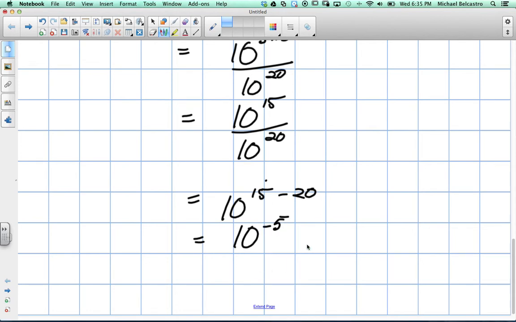Now we want to make this a positive exponent. So what's the first step here? We have to put a base to it. Yeah, let's put a base. We want to make that base a fraction. So how do we do that? 10 over 1. Great. Okay.